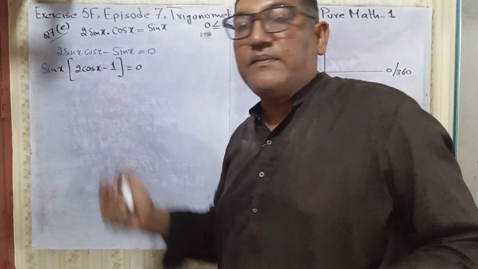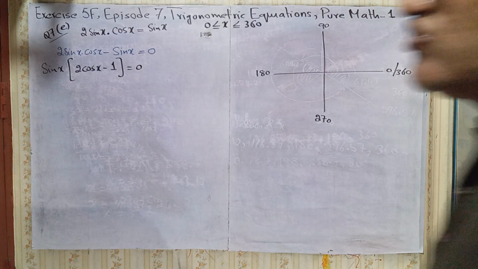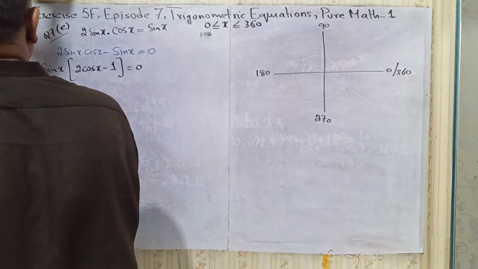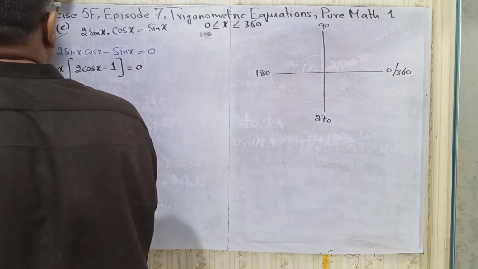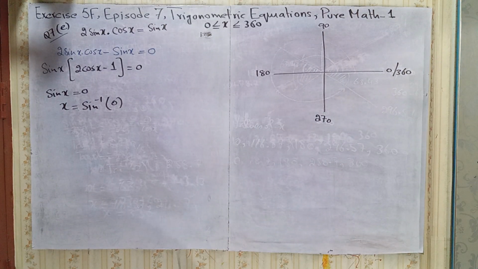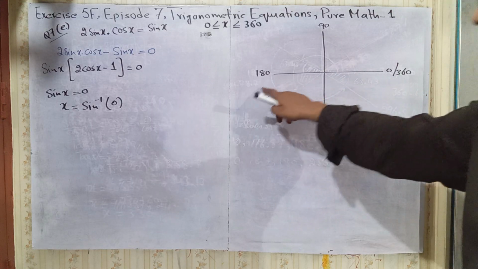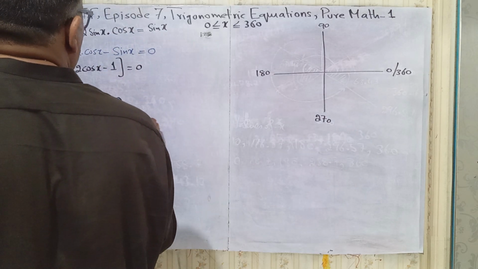You can see I have taken the sine x common. These two expressions are multiplying with each other, and their answer is equal to 0. So either the first expression is 0 or the second expression is 0, or both of them are 0. So I'm going to make them one by one equal to 0. First of all, sine x equals 0. So x will be equal to the sine inverse of 0. The sine is 0 at 0, at 180, and at 360. So you can check this value: it's 0, it's 180, it's 360.